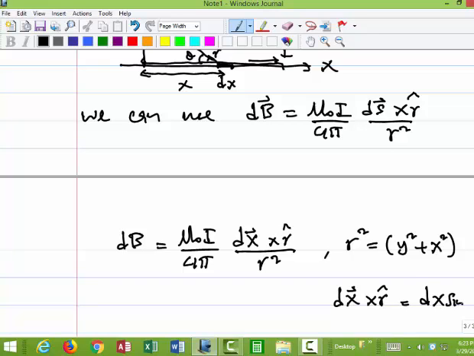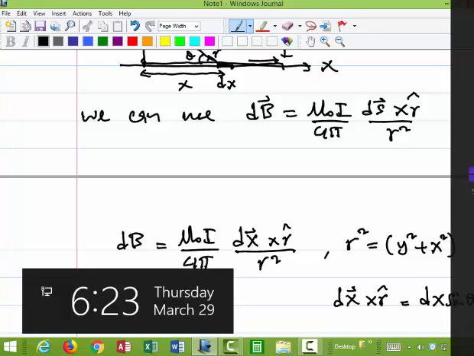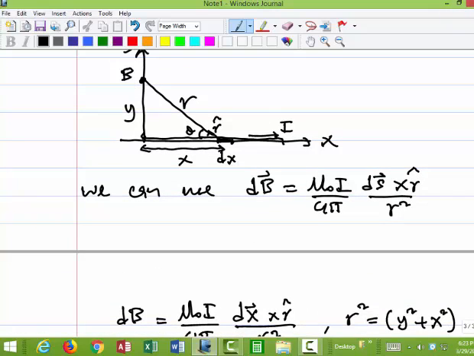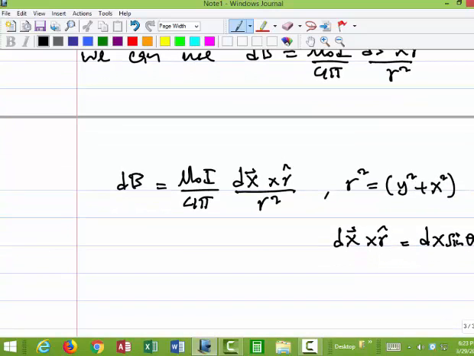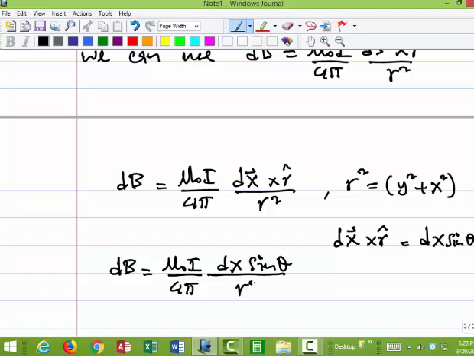If you look at it this way, r hat is the unit normal vector along the direction of r, and dx is in the x direction, and the angle between them is theta. So dx cross r hat is just dx sine theta. And so we can write dB equals mu naught I over 4 pi, and then we shall have dx sine theta divided by r squared, or let me replace r squared by y squared plus x squared, like that.